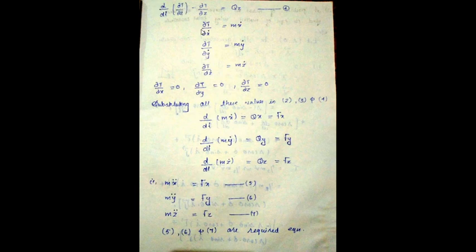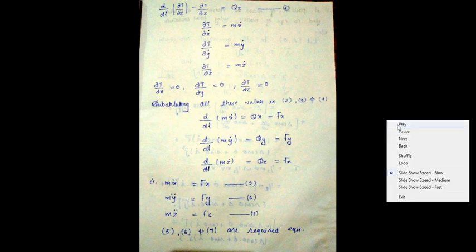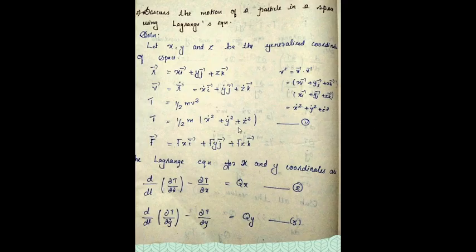d by dt of dou T by dou x dot. Already you know that T is equal to 1 by 2 m (x dot square plus y dot square plus z dot square). Now if you differentiate with respect to x dot, what will be 1 by 2 m times 2 x dot, the others will be 0. Similarly, dou T by dou y dot, you will get 1 by 2 m times 2 y dot. Again, dou T by dou z dot, you will get the other one. Now, dou T by dou x: here there is no x, so that will be considered as 0. Again, dou T by dou y: here there is no y, so it will be considered as 0.